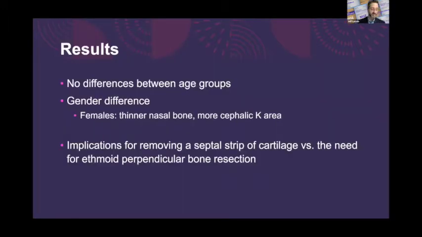The results demonstrated that there was no significant difference in these measurements between age groups, but there were differences between gender, with females having thinner nasal bones and a more cephalic position of the K area. This difference has important implications for the approach during surgery as it relates to removing a septal strip of cartilage versus the need for resecting a portion of the ethmoid bone. I'm sure this will be part of the discussion that we'll be looking forward to in just a few minutes.